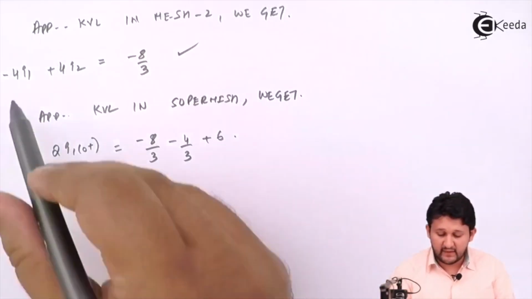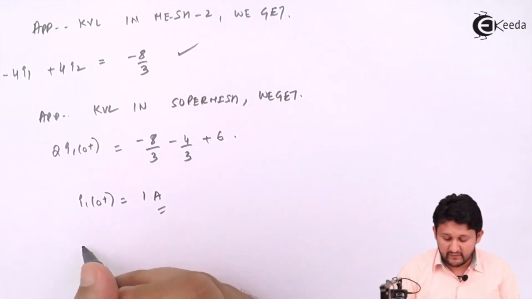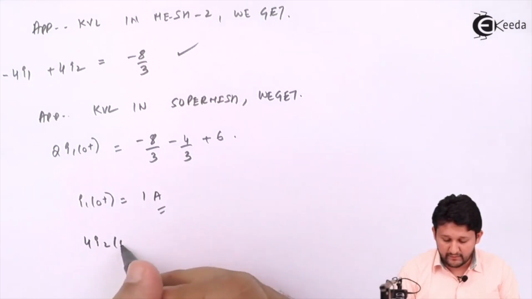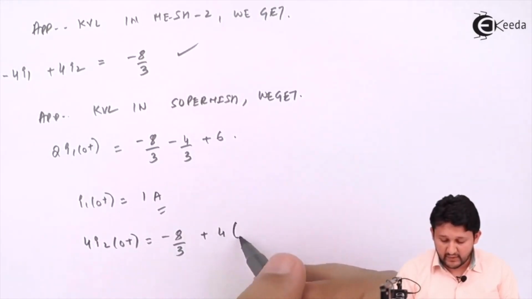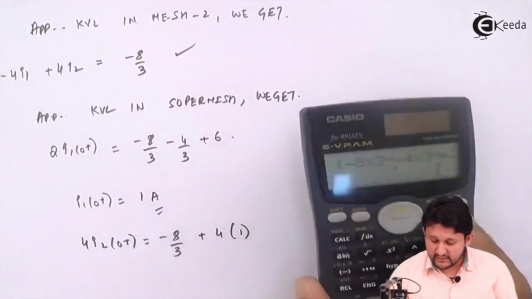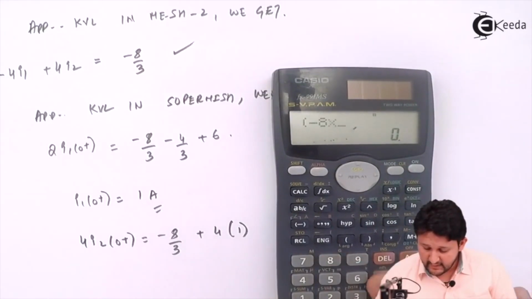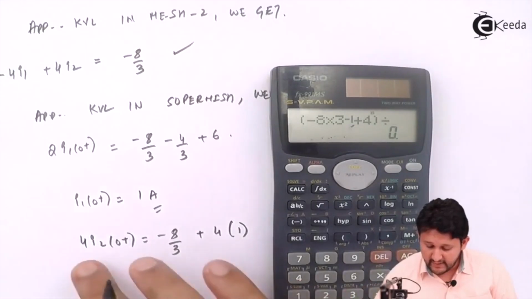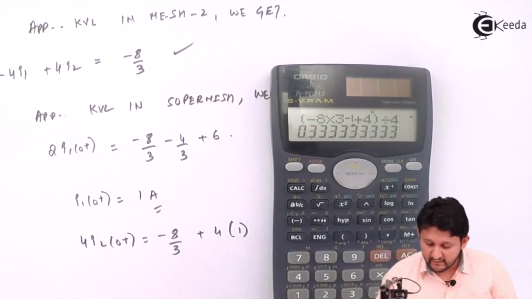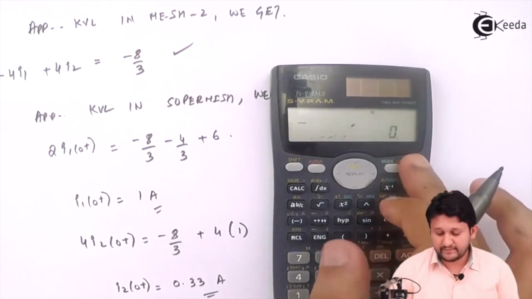After getting the I1 value, put the I1 over here, so you can easily get the value for I2. So the value for I2 will be 4 I2 of 0 plus equal to minus 8 by 3 plus 4 into 1. Simplify this value, put the value: bracket minus 8 into 3 inverse plus 4 bracket close divided by 4. The value which you got for I2 of 0 plus is equal to 0.33 amperes.